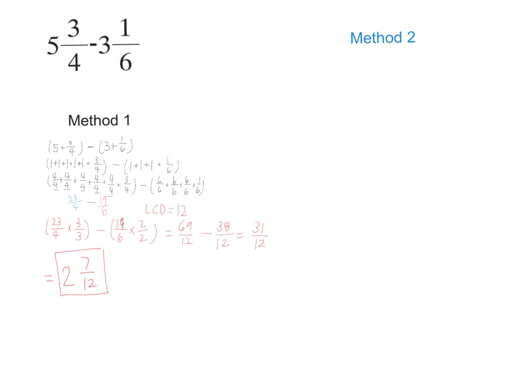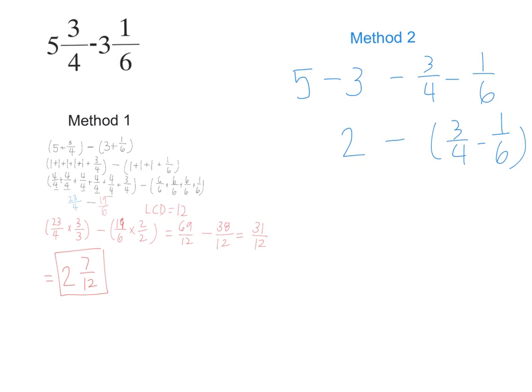Let's try and see if we can do method 2. Let's see if we can separate out 5 minus 3 minus 3/4 minus 1/6. Is there a commutative property of subtraction? No. So let's see if this works. 5 minus 3 is 2 minus 3/4 minus 1/6.